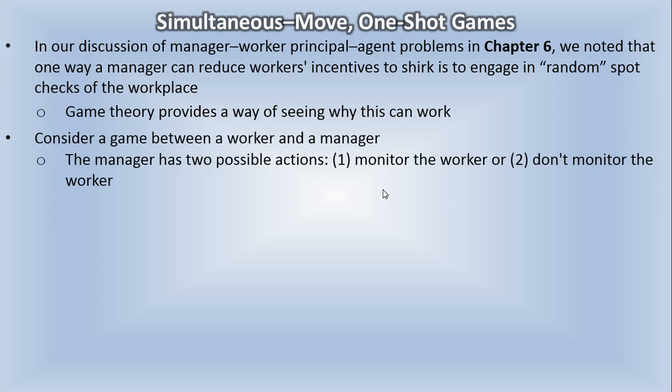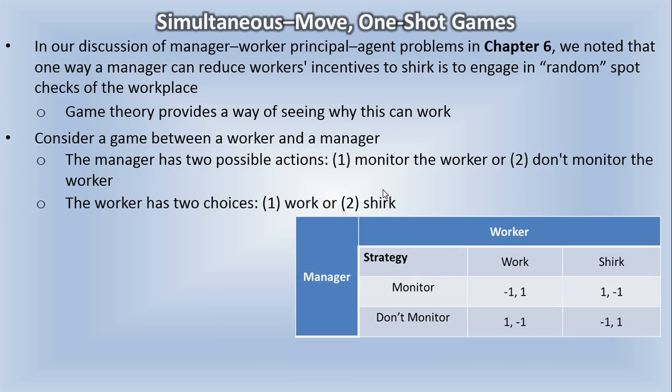The manager has two possible actions: monitor the worker or don't monitor the worker. The worker has two choices: work or shirk. So the manager is player 1, the worker is player 2. Again, the manager can monitor or not monitor. The worker can either work or shirk.